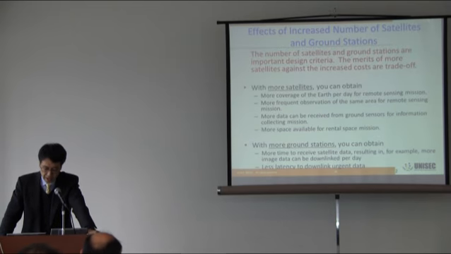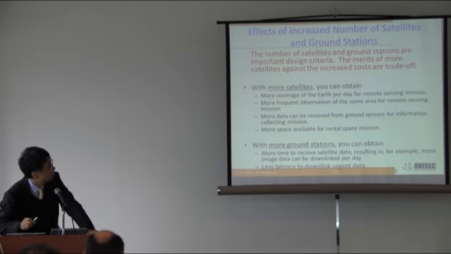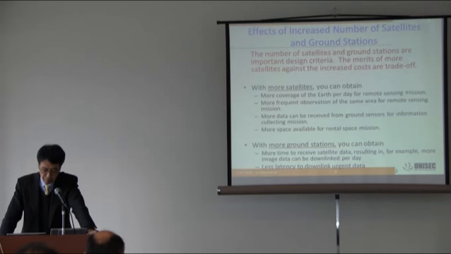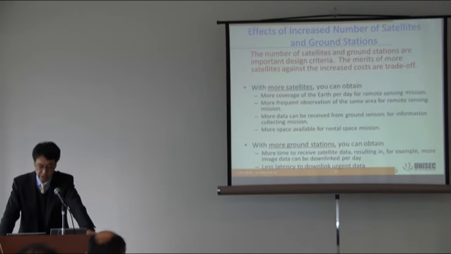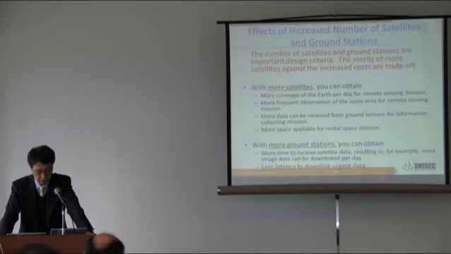This shows the trade-off between the increased number of satellites and ground stations and the cost. Okay, so the number of satellites and ground stations are important design criteria. The merit of more satellites against the increased cost should be traded off. With more satellites, of course, you can obtain more coverage of the Earth per day for the remote sensing mission, and more frequent observation of the same area. And more data can be retrieved from ground sensors for the information collecting mission, and more space available for the rental space mission.